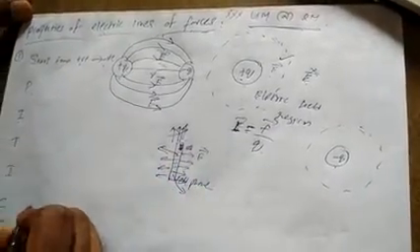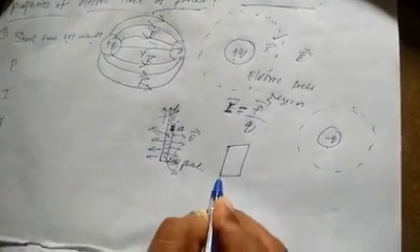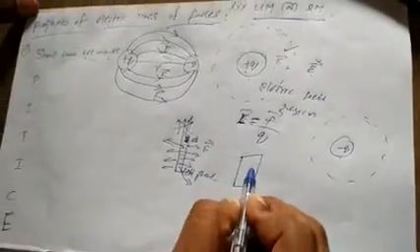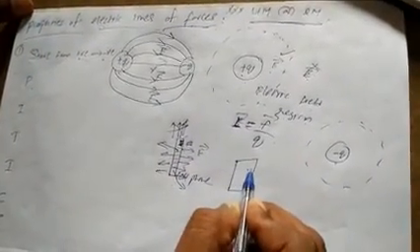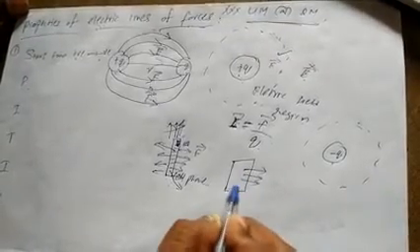Again, if you take a plain copper sheet like this, antenna, do you know the antenna? If you take a plain rectangular copper sheet, the electric field lines are perpendicular to it like this.